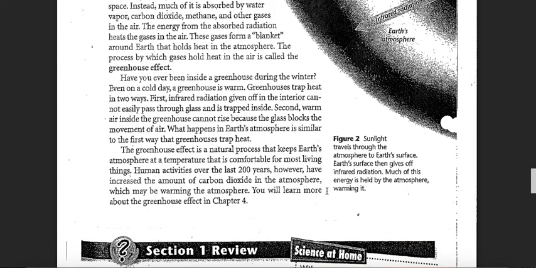So I'll keep reading. Have you ever been inside a greenhouse during the winter? Even on a cold day, a greenhouse is warm. Greenhouses trap heat in two ways. First, infrared radiation given off inside cannot easily pass through glass and is trapped inside. Second, warm air inside the greenhouse cannot rise because the glass blocks the movement of air. What happens in Earth's atmosphere is similar to the first way that greenhouses trap heat. So the infrared radiation given off inside can't really pass through the glass and gets trapped in. That's the same thing that happens with Earth's atmosphere if you imagine the atmosphere being like the glass of the greenhouse.